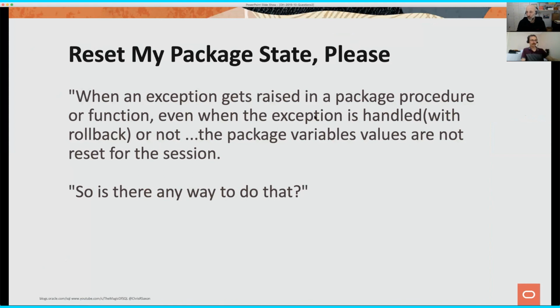All right, so we had a couple of questions come in advance of the session, and I thought we'd not only answer them when they came in, but also share them with all of you. And so the first one is, reset my package state, please. So here's the question that came in. When an exception gets raised in a package, procedure, or function, even when that exception is handled, let's say with a rollback, the package variables are not reset. So is there any way to do that?